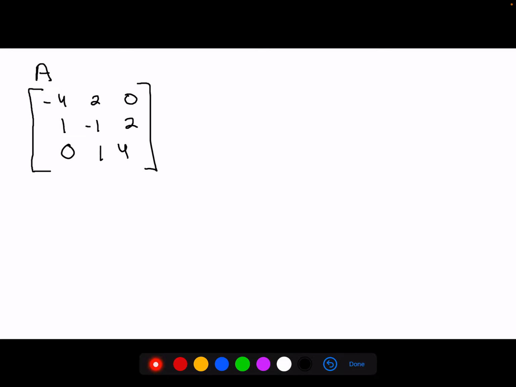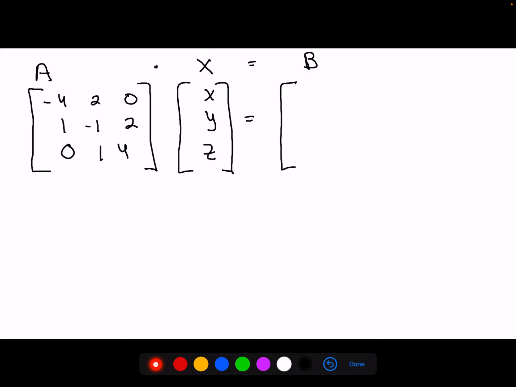All right. Let's do a 3 by 3 real quick. Let's say your matrix A is [-4, 2, 0; 1, -1, 2; 0, 1, 4], and you're multiplying with x, which is x, y, z in this case, and that equals b, which is 12, 7, and 20.